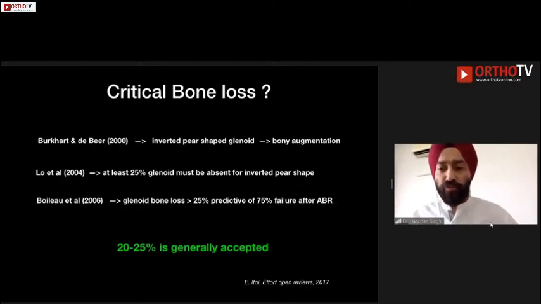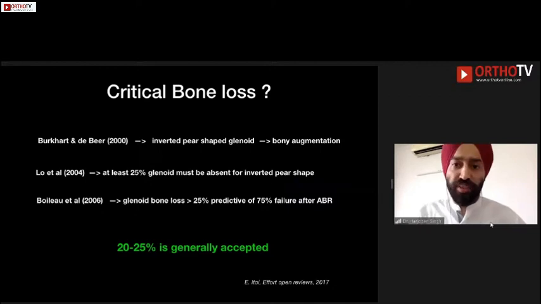So once you have found the percentage of glenoid bone loss, then the next thing to decide is what percentage of glenoid bone loss will be critical for you. Burkhart and De Beer in 2000 identified that if there is an inverted pear-shaped glenoid, it's a significant bone loss for the glenoid, and they suggested bony augmentation in these.